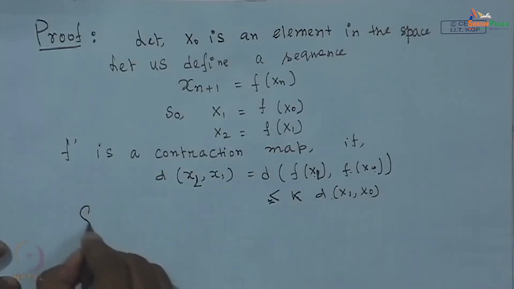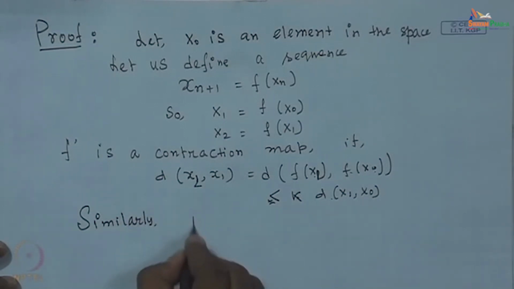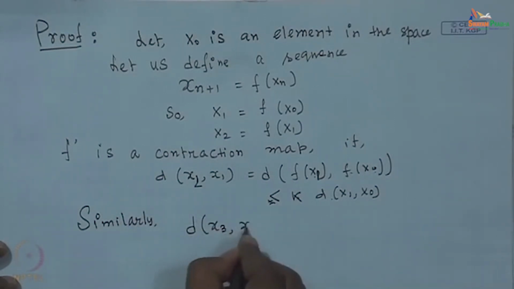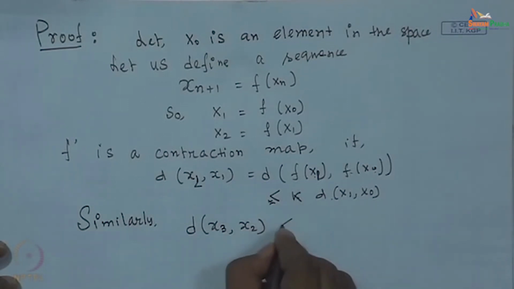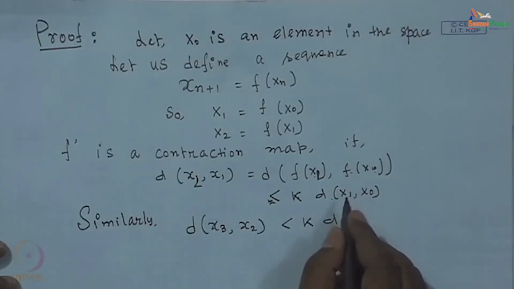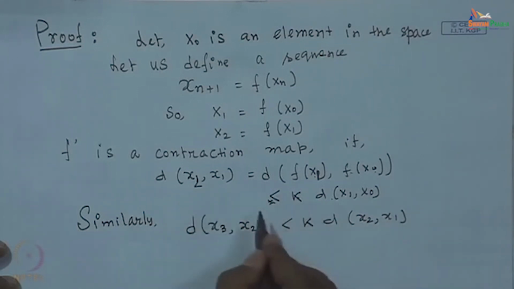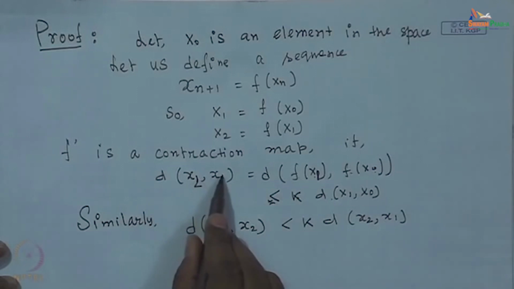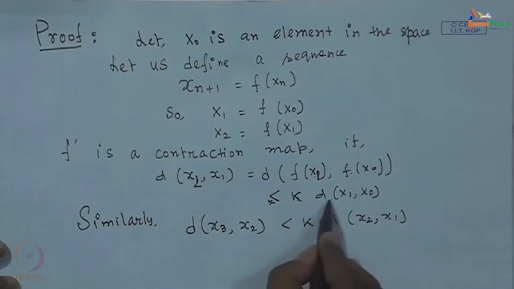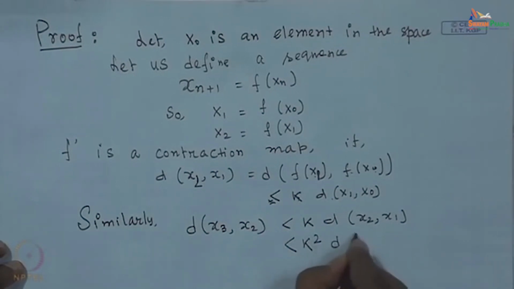Okay. Similarly, we can have the metric between x3 and x2 less than k times the metric between x2 and x1, identical logic. So, the metric between x2 and x1 is less than k times the metric between x1 and x naught. By combining these two, we can write this will be nothing but k square times the metric between x1 and x naught.